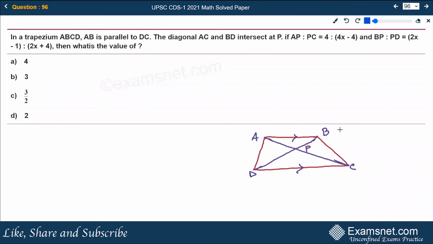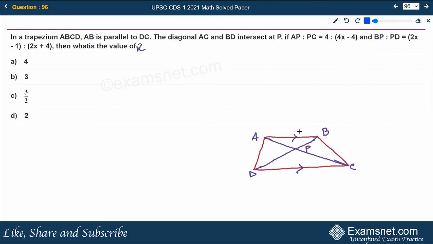In question number 96, we are given a trapezium ABCD, where AB is parallel to DC. The diagonals AC and BD intersect at P. If AP is to PC equals 4 is to 4x minus 4, and BP is to PD equals 2x minus 1 is to 2x plus 4, then what is the value of x?